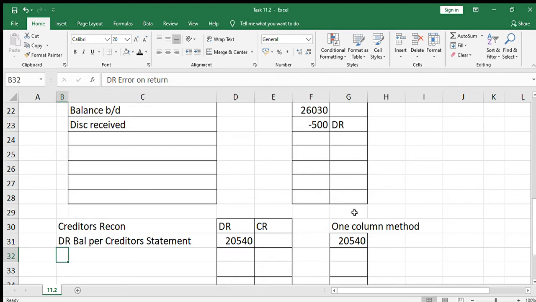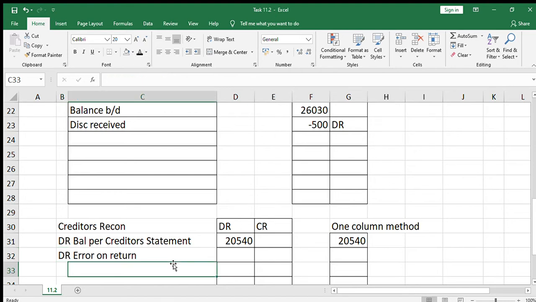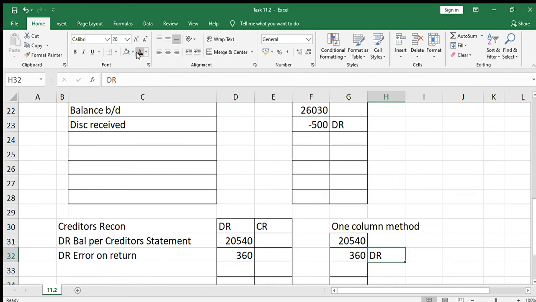Now 730 rand, they placed it in the credit column. It was too much. So now we're going to have to debit it. So we're going to say debit error. The details don't matter, but I just say debit error on return. You're going to work out the amount. So it will be 730 minus 370, and that gives you an answer of 360. So debit error. And in the one column method, when we debit, we add. So 360, you just add it on here in your calculation.